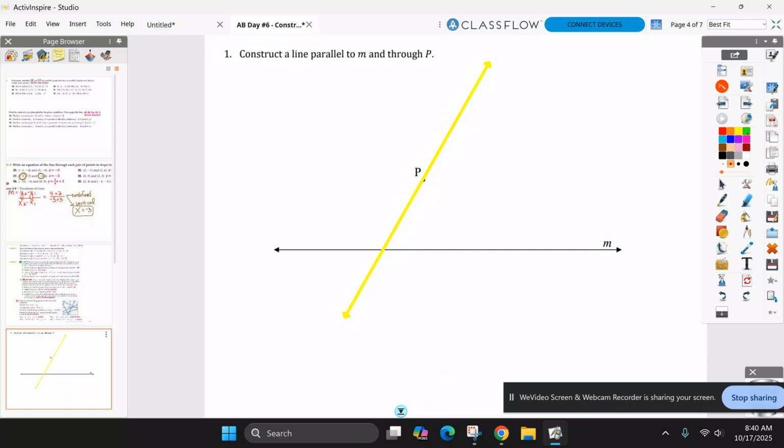We can go slow today. All right, does everyone see the angle you have created with the transversal and line M? Everybody see that angle? Take your colored pencil and please highlight that angle right there.